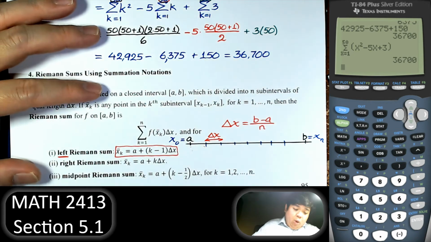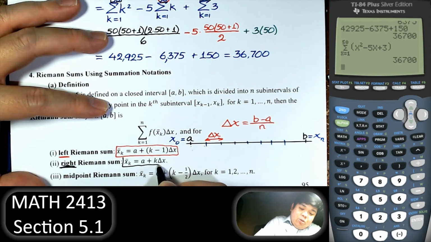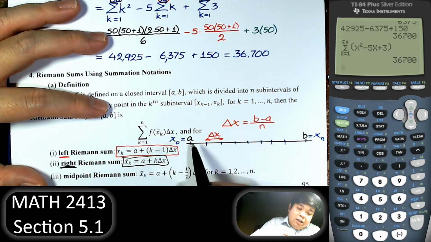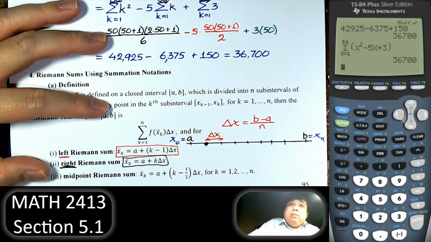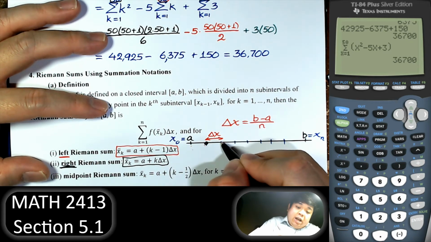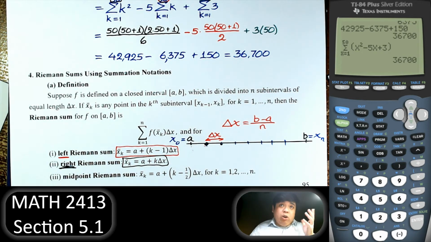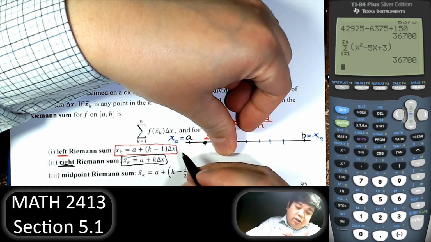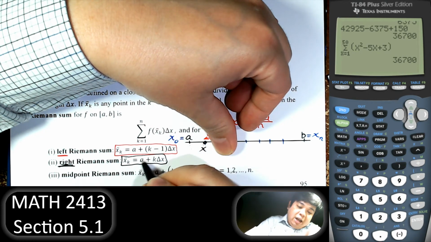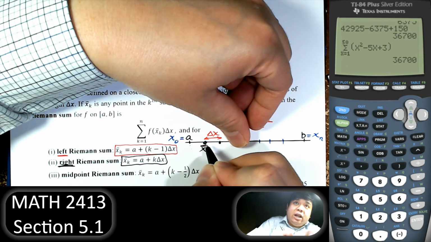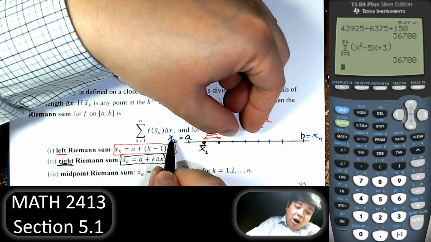Now, if we want to use the right Riemann sum, we're going to use this one. If we put 1 in for k, the first point is going to be a plus delta x for the first interval. For the second interval, it's going to be a plus 2 delta x, right? So we have a plus delta x, this is x1 bar, which is the sample point for the first interval. This has the bar, so that's different than the one without the bar.